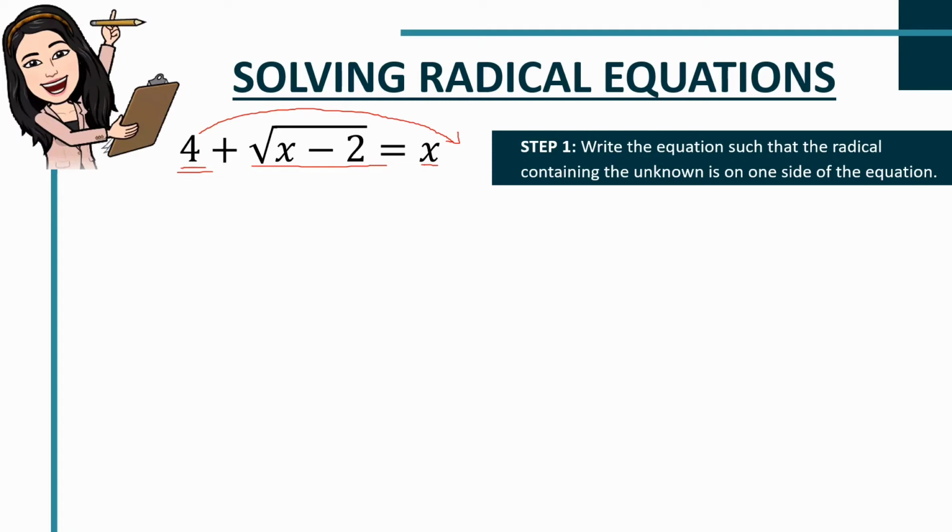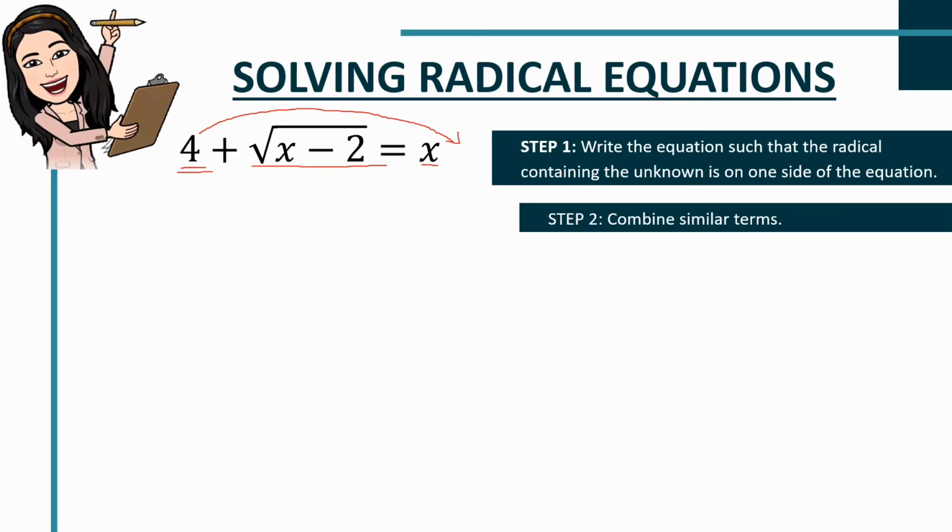So transposing 4 to the other side, that will become square root of x minus 2, kinopya lamang natin, equals x, kinopya lang din dun sa isang side, and then si positive 4 ay magiging negative 4. Do you understand? Okay. Now, let us combine similar terms.